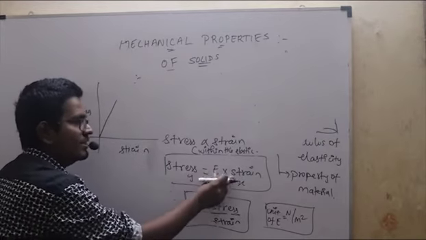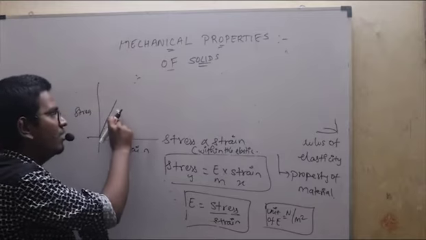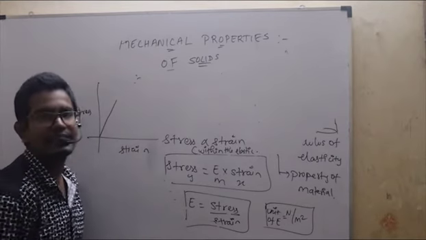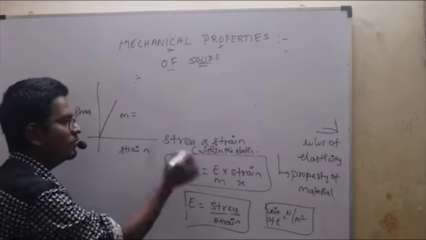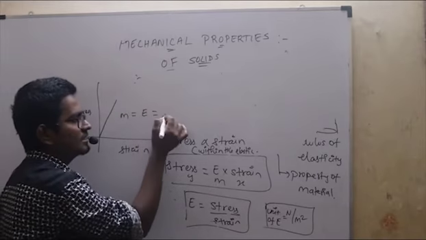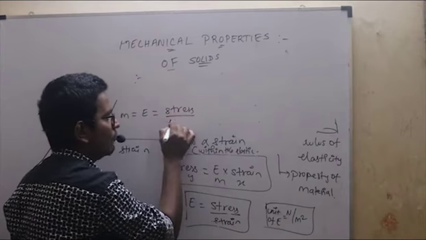And stress is equal to E into strain. If I am asking, say me, what is the slope of the straight line? What will you say? M is equal to E. It is nothing but stress upon strain. You can find out the slope of this graph.